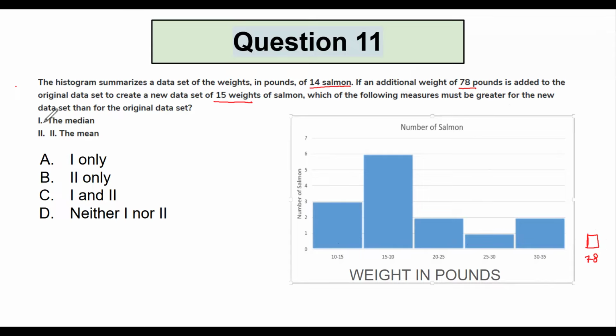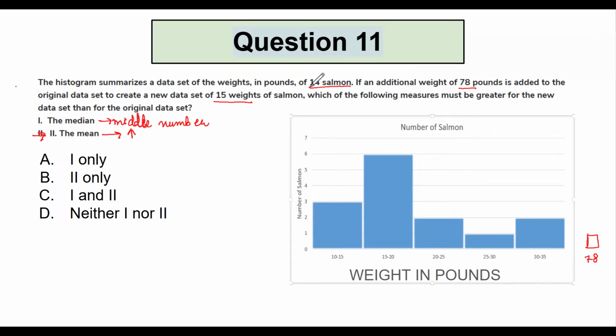Now see, mean and median. First of all, what will happen to the mean? Now see, you're adding a number which is far greater than the rest. So the mean is going to increase. Okay, the mean is going to increase. Now what will happen to the median? The median is the middle number, okay?